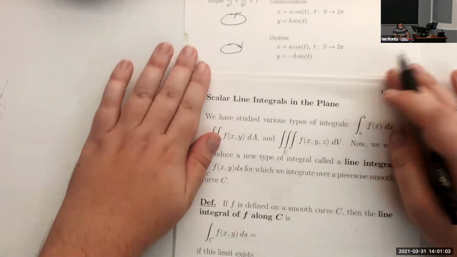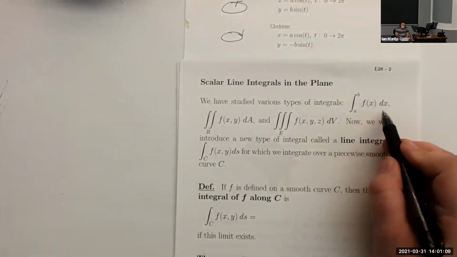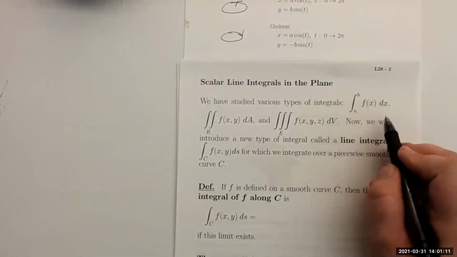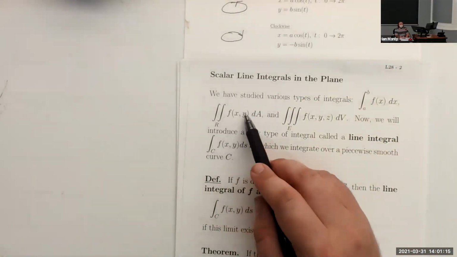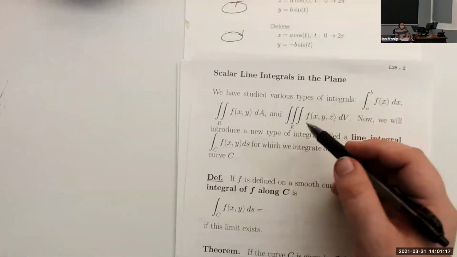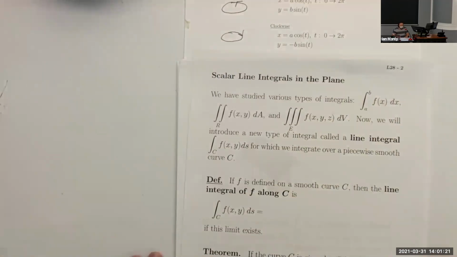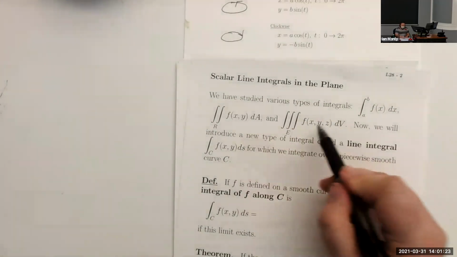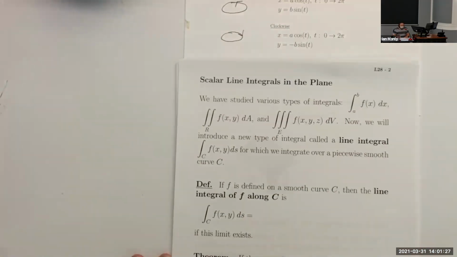All right, so far we've studied some various types of integrals. Well, we know the traditional Calc 1 integral from a to b of f of x dx. We have the double integral over a region, which measures the volume under a surface. And then we have the triple integral, whose physical interpretation is a bit harder to understand, but is analogous to each of these, and its domain is three-dimensional.